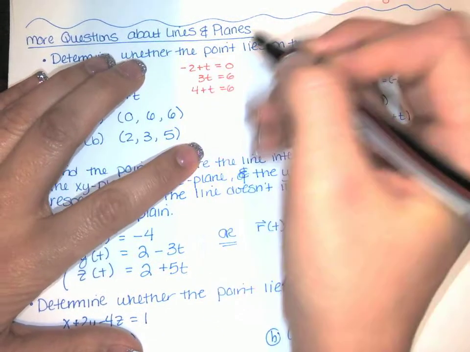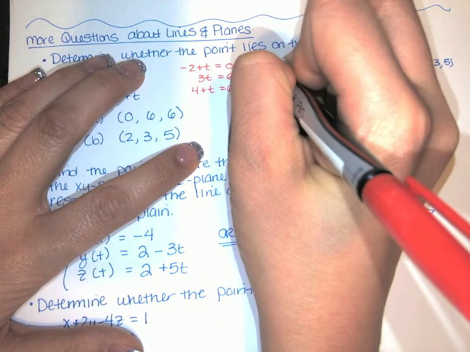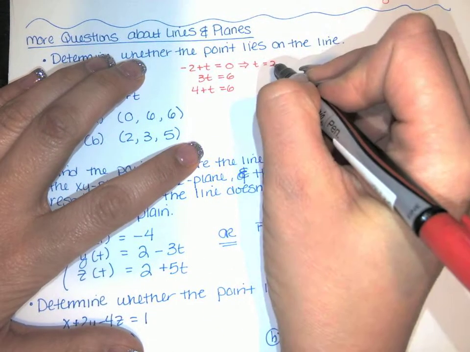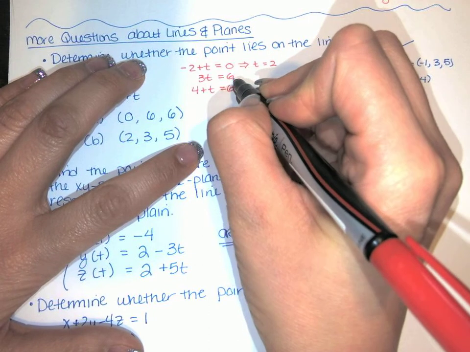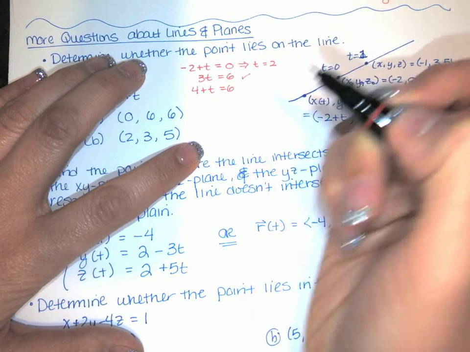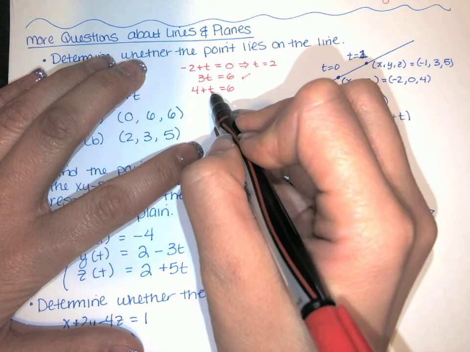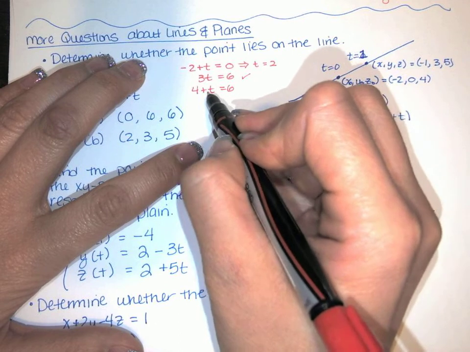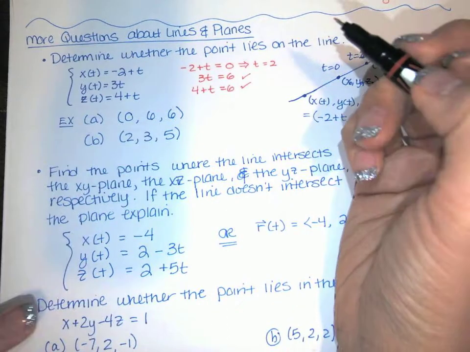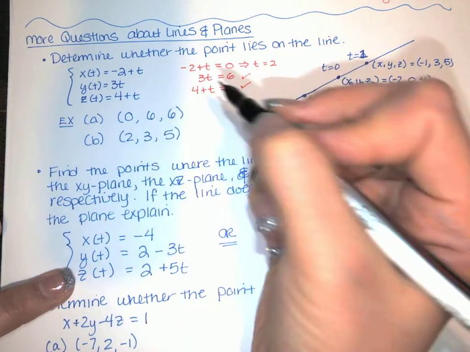So I'll solve this top equation for t. Get t equals 2. If I substitute t equals 2 into here, do I get 6? Yes, that checks out. If I substitute t equals 2 in here, do I get 6? 4 plus 2 is 6. Yes, that checks out. So yes, this point is on the line.